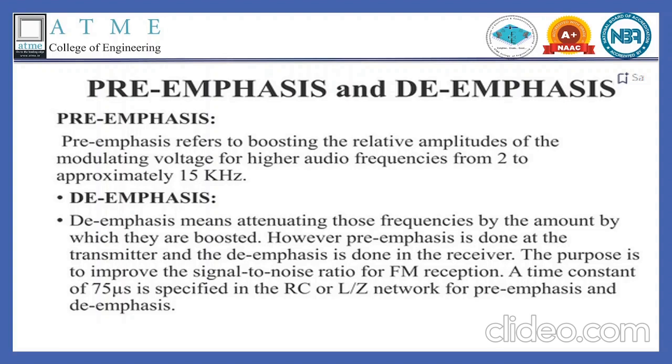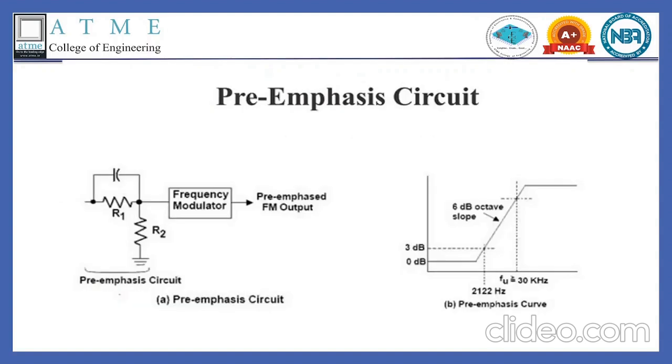By the formula T equals RC, for whatever time period we want, the increment or decrease of the signal can be provided by specifying the values of the resistor and capacitor. This is the basic circuit of pre-emphasis, where you have a resistor, a capacitor and two resistors and a capacitor, then we have the frequency modulated signal, and finally we will be getting the FM.